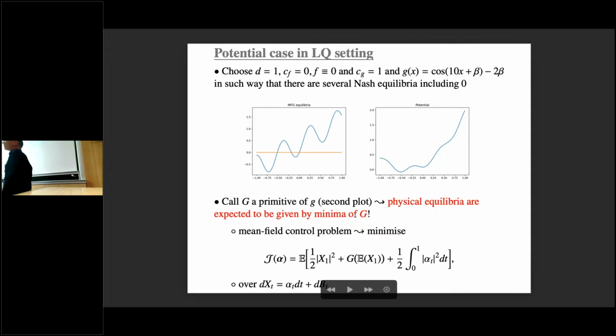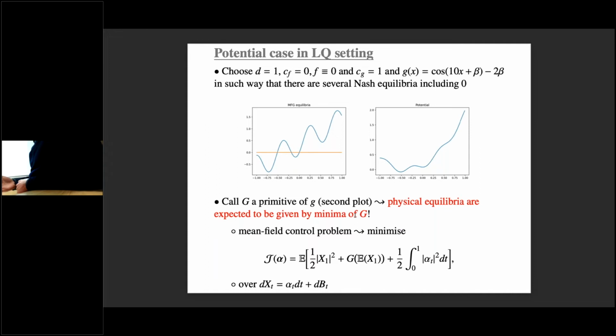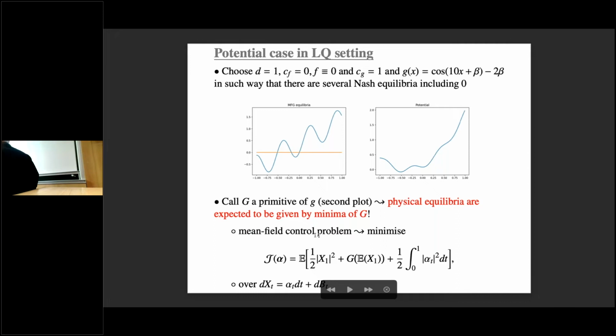I claim that there is a mean field control on top of this. So once again, I claim that this mean field game is potential, which means that there is a mean field control problem on top of it. And when you do the computation, you realize that this is the cost functional that you have in the mean field control problem. So what is capital G here? Sorry about this. Capital G, where is my pointer here? Capital G is a primitive of little g. You can do these computations by hand.